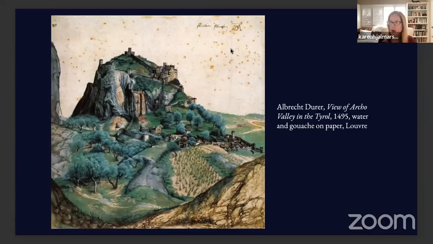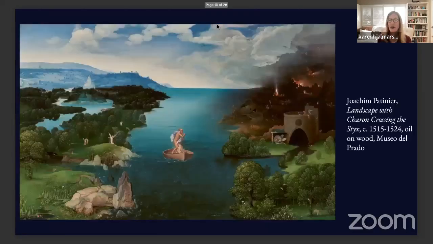And I can't say 100% what that is. And then, of course, at the very top, you see the A and D, which was the very prominent signature of Albert Dürer. Now, we talked a little bit about this in the beginning. This is by Joachim Pantiner, and he lived from 1480 to 1524. He was an amazing painter.